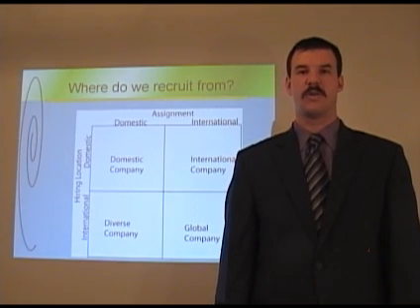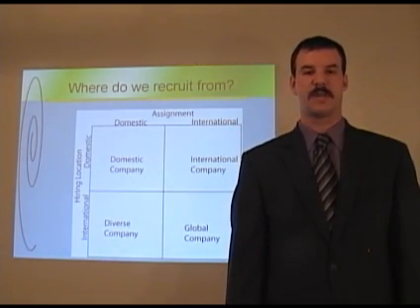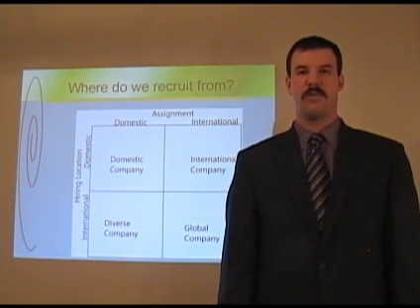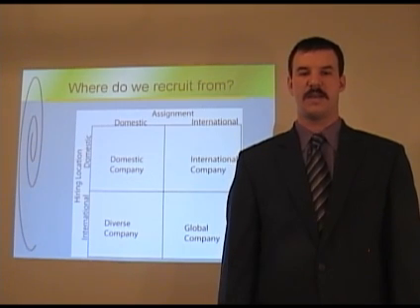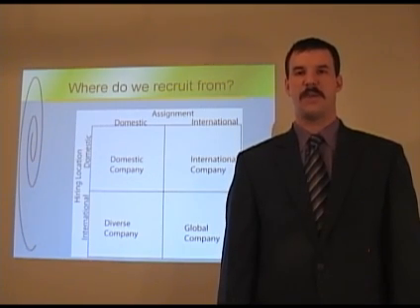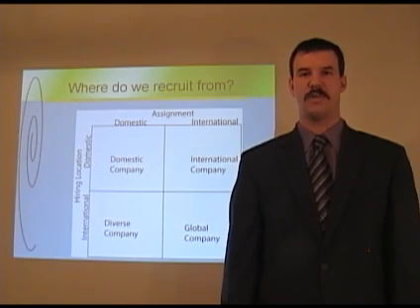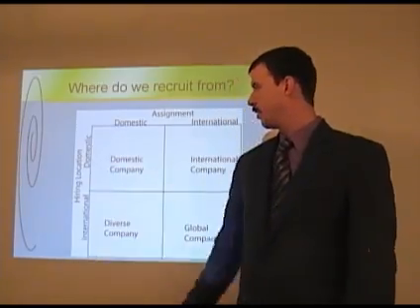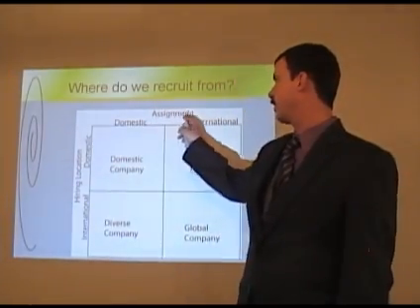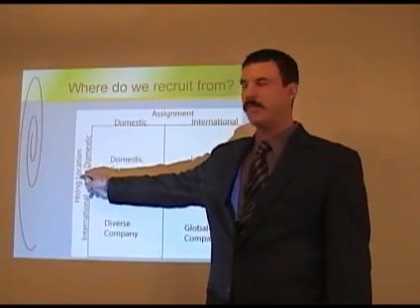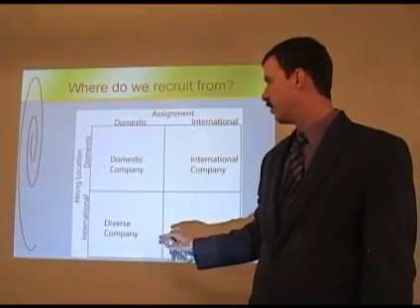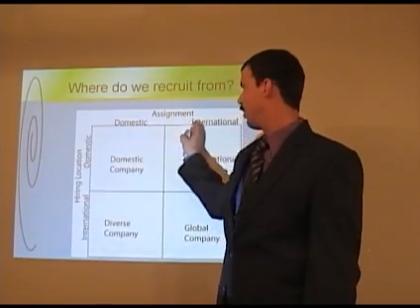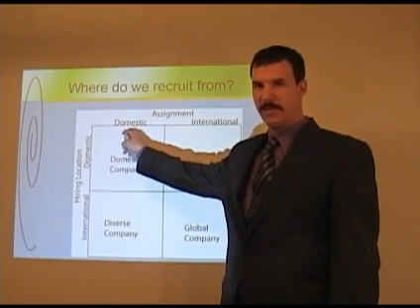So first, where do we recruit from? We touched briefly on this in one of the previous presentations, but I put together a diagram that depicts this a little bit better than how I explained it before. You have two different topics here: one is assignment and the other is hiring location, on the X and Y axes. You have international and domestic at the hiring location, and international and domestic at the assignment location.